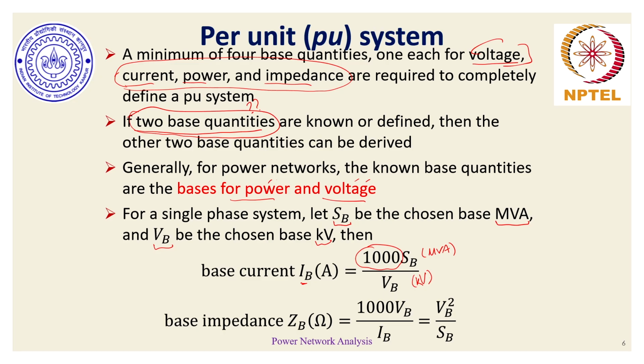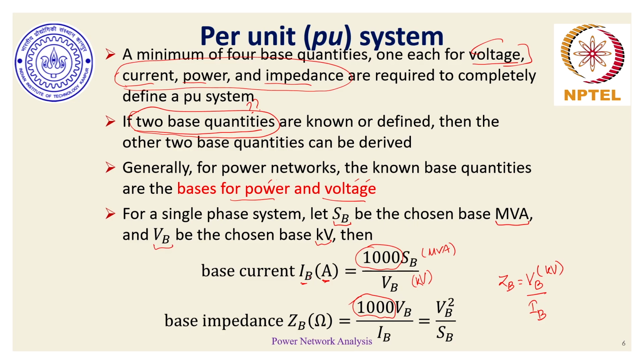If we choose base power as volt ampere and voltage also in volt, then the factor of 1000 need not be there. Consequently, the base impedance is nothing but base voltage divided by current. Now remember, the base voltage unit is in kilovolt, whereas the base current unit is in ampere. So a factor of 1000 is important to retain here.